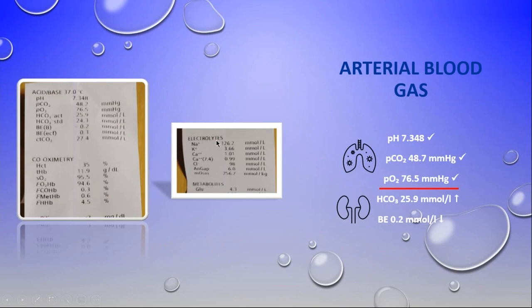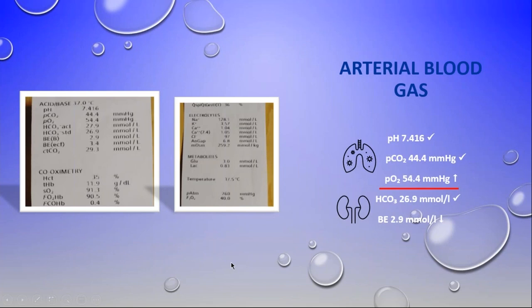Let's look at the next blood gas. The pH here is 7.41, and I'll say that's fine. The PCO2 is 44.4, that's fine. The PO2, however, is 54.4. This is a little bit of a problem. We need to take it up. This baby needs oxygen. The bicarbs are fine and the base excess is okay. So for this baby, the move would be to move the oxygen up a little bit. That makes sense. Same baby, actually, because the sodium is now slowly climbing.